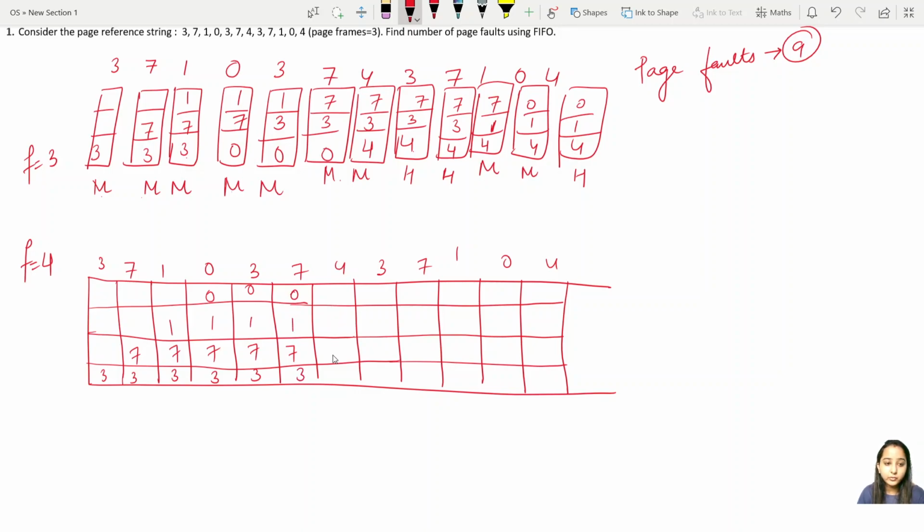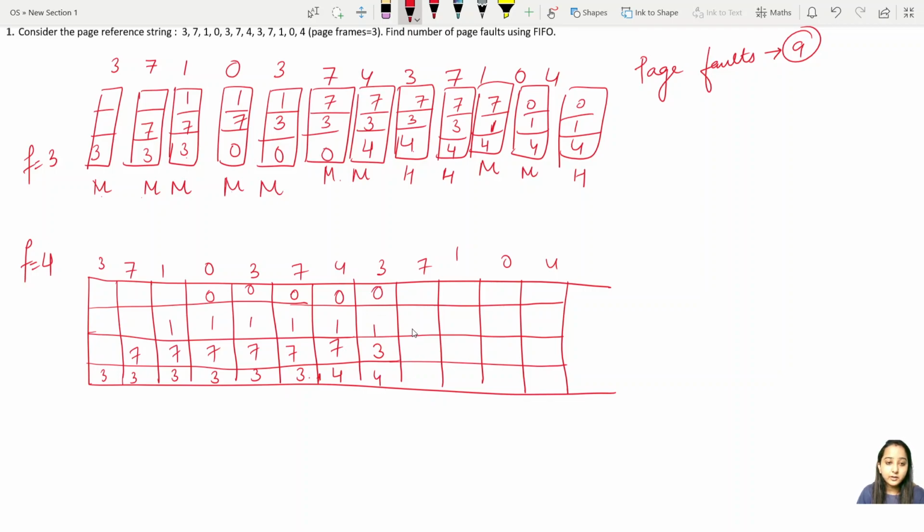Then 4 came, a page will be replaced. Which page was initially inserted? 3, so it will be replaced. 4 will come in place of 3. Now 3 came. 7 was inserted before 1, 0 and 4, so 7 will be replaced here. So it will be 3, 4, 1 and 0.